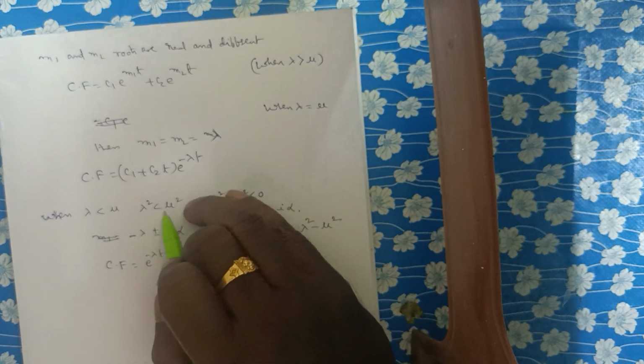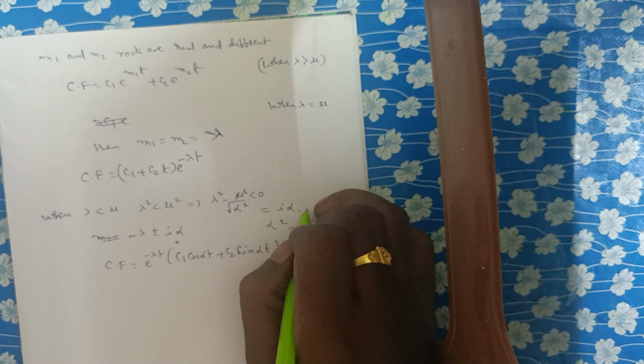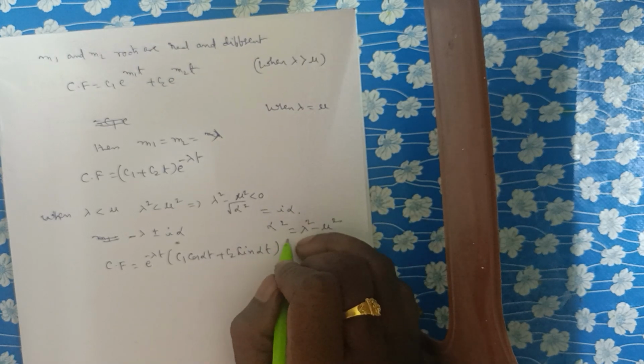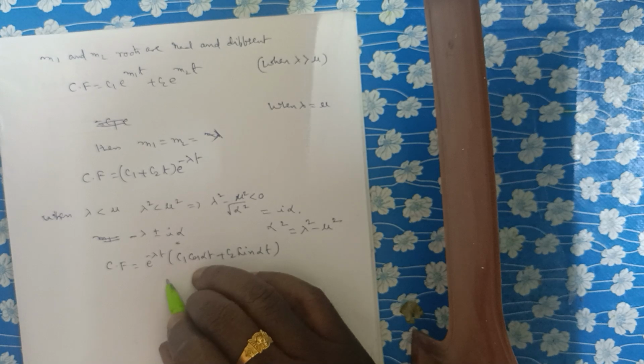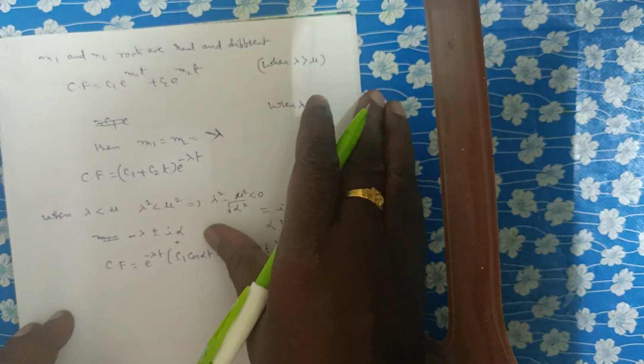If lambda square is less than mu square, that is lambda square minus mu square is less than 0, then the roots are complex, minus lambda plus or minus i alpha. Then the complementary function is e power minus lambda t, (c1 cos alpha t plus c2 sin alpha t).